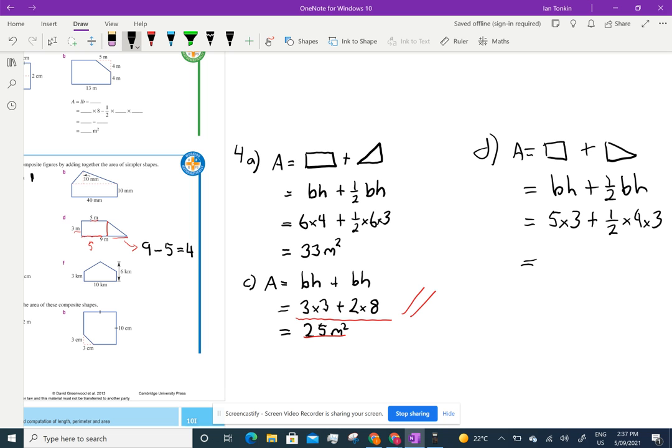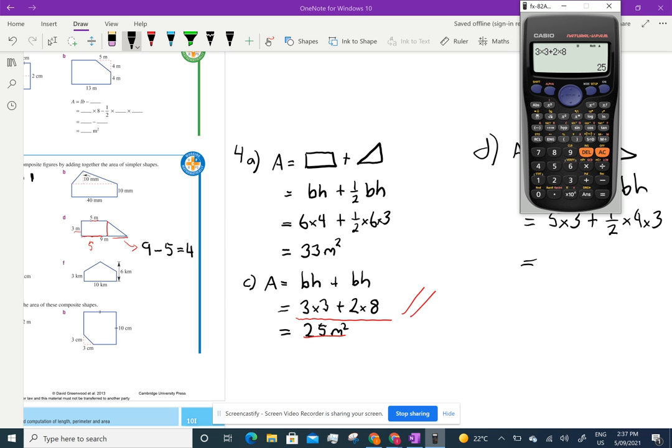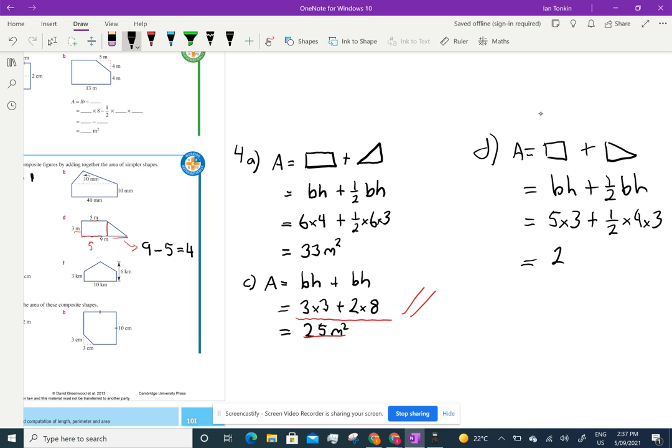And again, bang, straight into your calculator. So 5 times 3 plus, for the triangle, half of 4 times 3. You get 21. What units is it in? Meters. So 21 meter squares. Right.